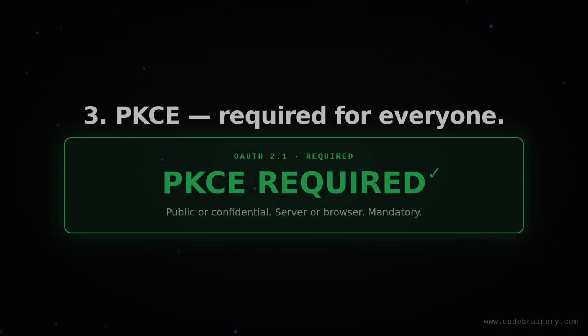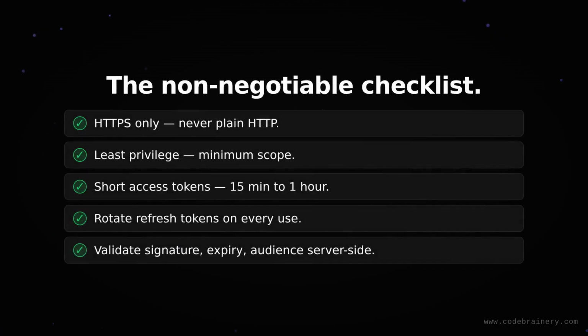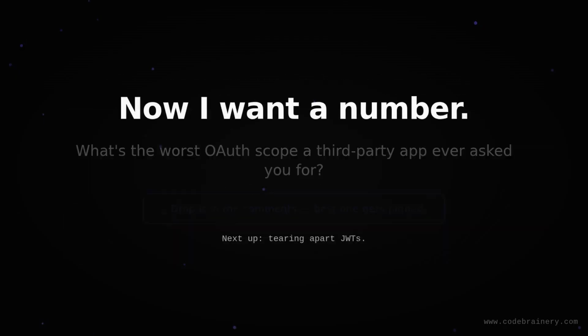5 rules. HTTPS only. Never plain HTTP. Least privilege. Request the smallest scope that ships. Short access tokens, 15 minutes to 1 hour. Rotate refresh tokens on every use. Validate signatures, expiry, and audience server side every single call. Memorize these. Ship them.